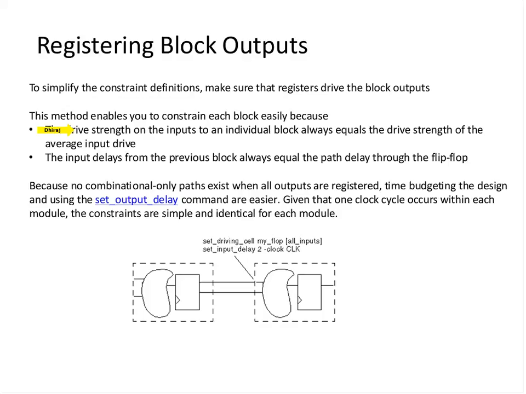So for example, if we are defining input delay, if we are defining input timing constraints here, and there is combination logic between this register and this output, then it makes the job harder. Therefore, we should make sure that there is no or minimal combination logic between the output and the register itself. So this is the output and this is the register, and there is minimal or no combination logic between these two components. When we study the set_input_delay and set_output_delay commands, we will understand that this makes the job of defining these delays much easier.